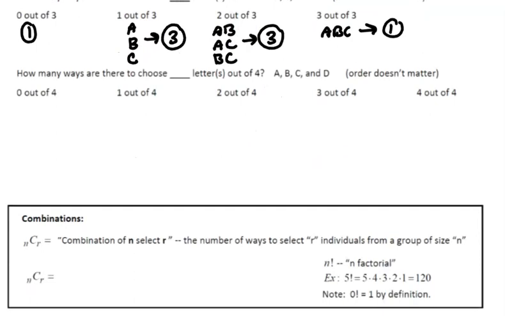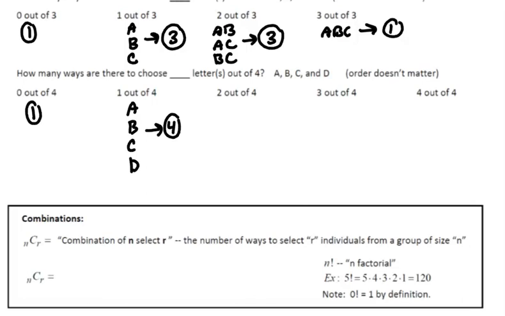All right, look at 4 now. So 4, we'll have to do a little more thinking on this. How many ways to get 0 out of 4? 1. How many ways to get 1 out of 4? Well, I could get an A, I could get a B, I could get a C, or I could get a D. There are 4 possible outcomes. We're picking 1 letter. Picking 2 letters.